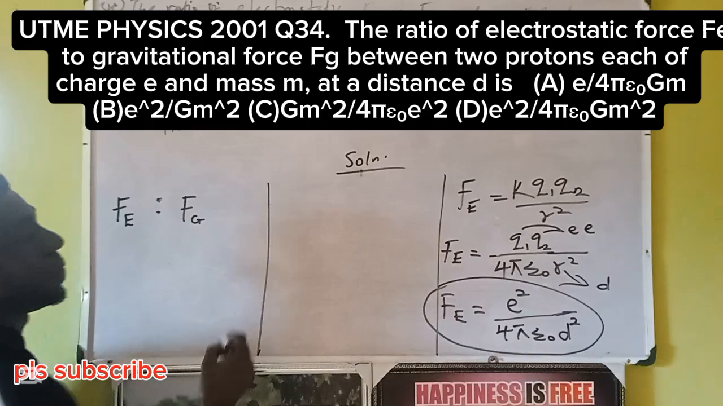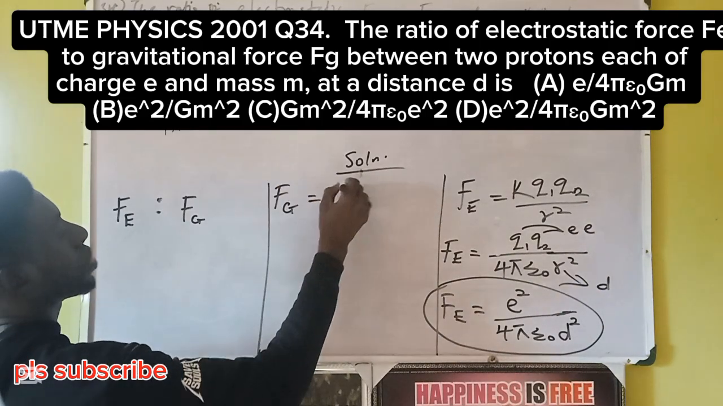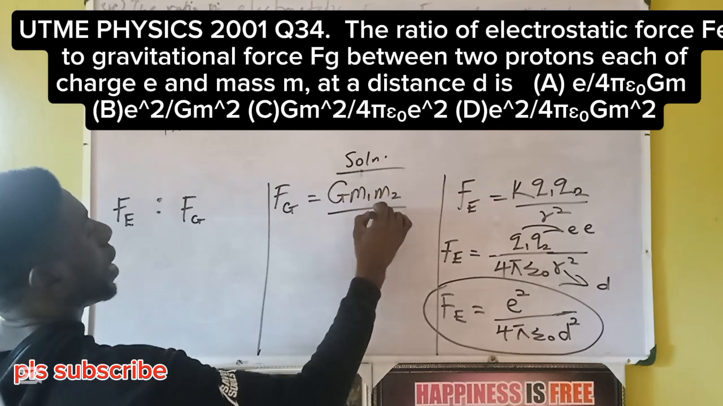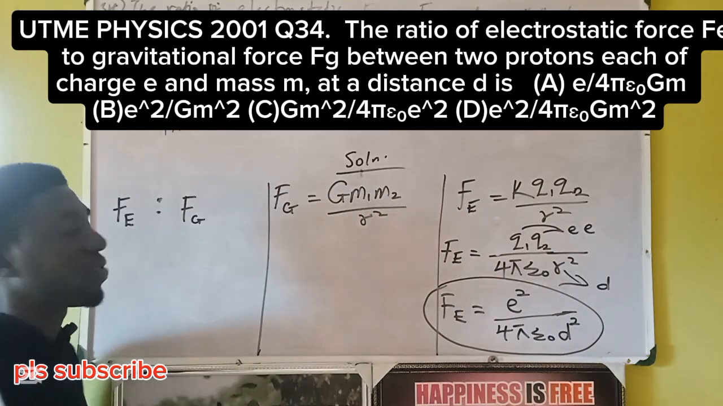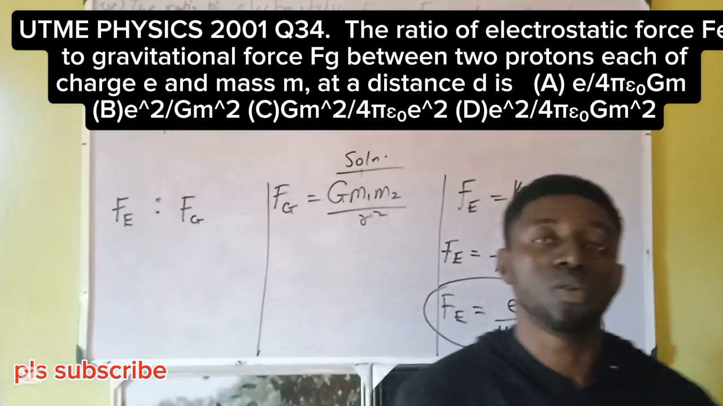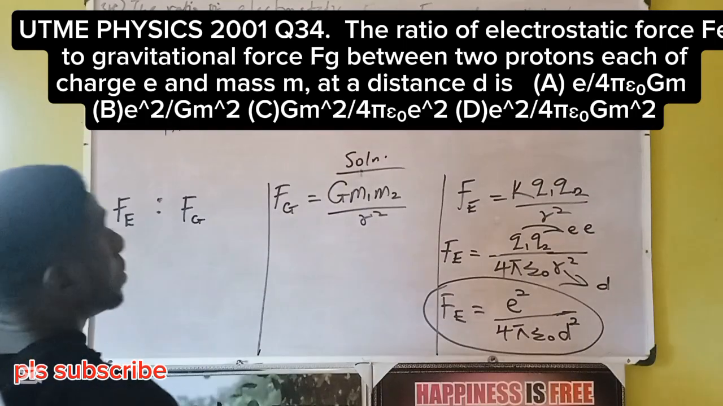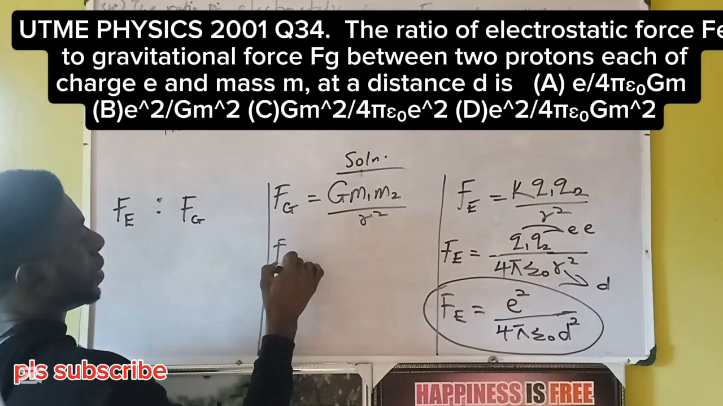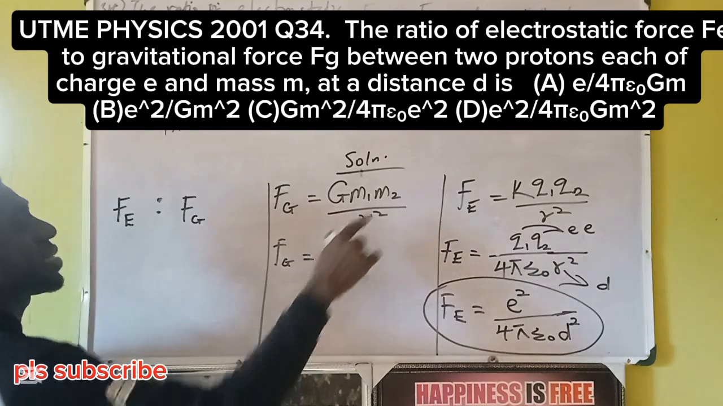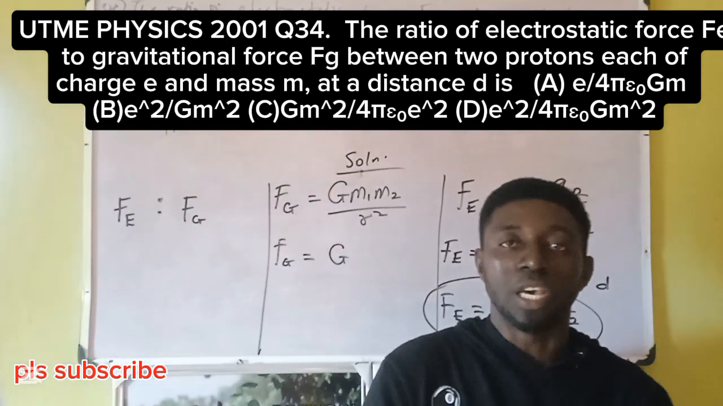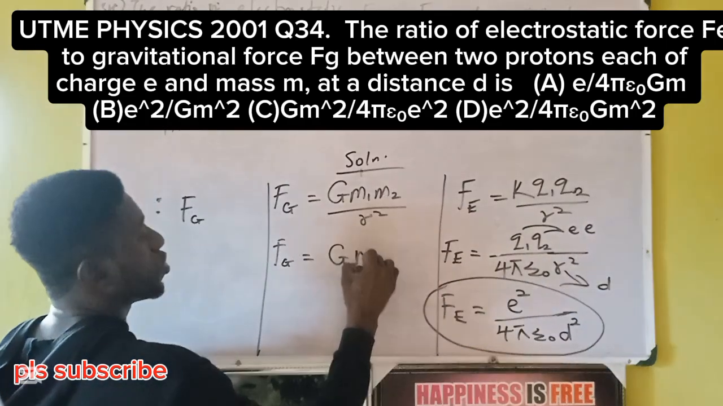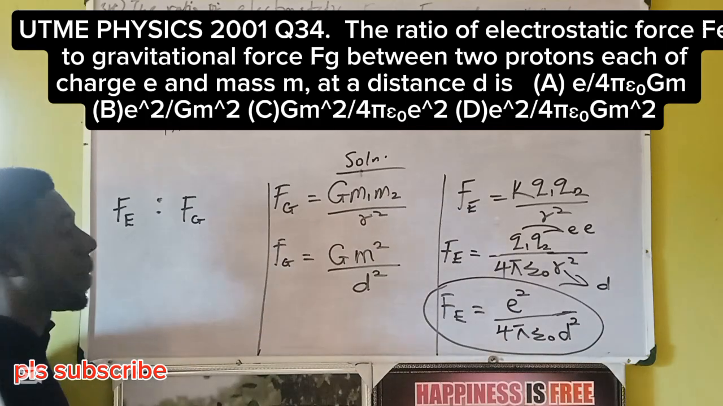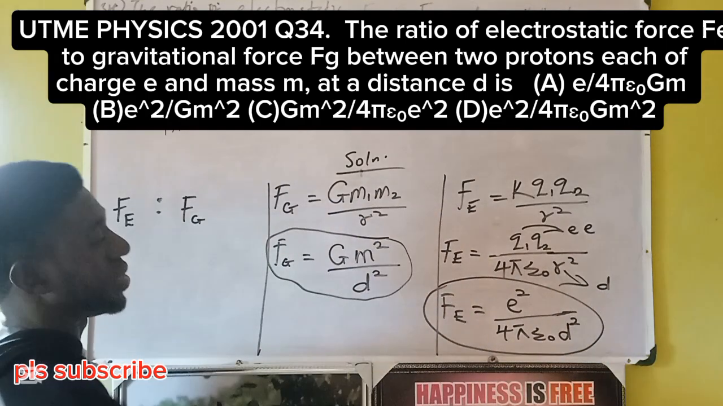Then let's go to gravitational. Fg is equal to capital G, the universal gravitational constant, m1 m2 over r squared. This gravitational force was stated by Sir Isaac Newton. Okay, then let's manipulate. We'll also take this r as d. Fg is equal to G, and since the masses are the same, the mass of a proton, it will be the same. I can say m squared over, instead of r, I'll replace that with d squared. So these are the two forces of comparison.